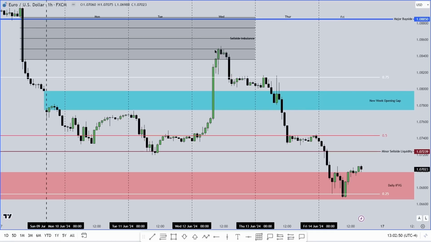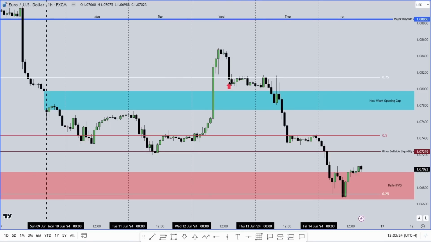The clue here is that we didn't want to close back above the lower quadrant, so this suggests weakness. We couldn't even get to the consequent encroachment of this sell side imbalance, and then price displaces lower over here back through that 75 DRT level. And then look at the price action over here around the 75 DRT level.